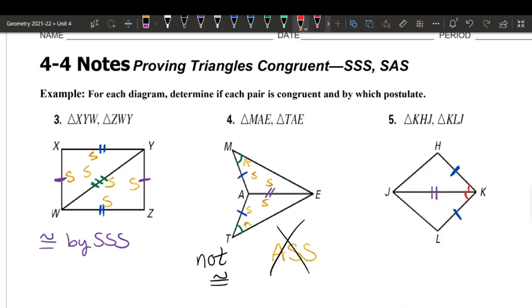So when I mark the sides and angles inside, I have a side, an angle, and then a side. There's no gaps between the sides and the angles. I didn't skip any pieces. So side, angle, side. So this is congruent by side, angle, side.